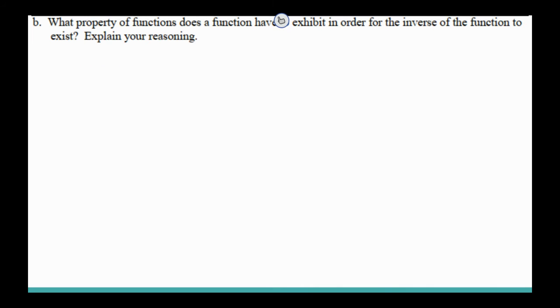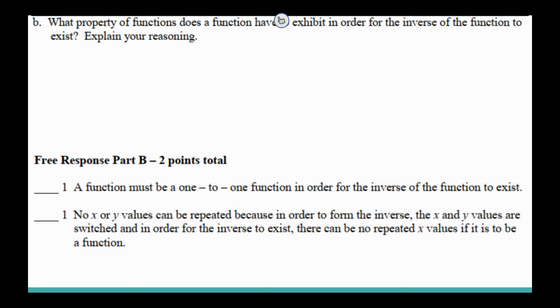All right, part B. What property of functions does a function have to exhibit in order for the inverse of the function to exist? And explain your reasoning. So 1 point for saying it must be a one-to-one function, and 1 point for saying no repeating x or y values. And an explanation: your x and y values are switched. In order for the inverse to exist, there can be no repeated x values or y values if it's to be a function.